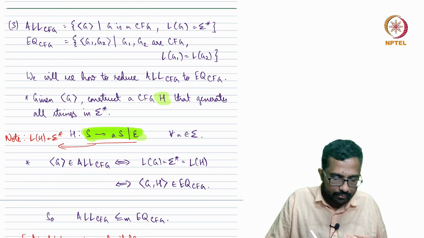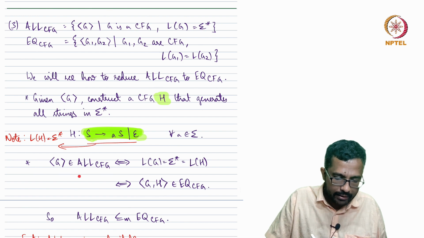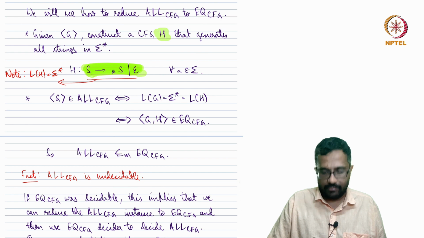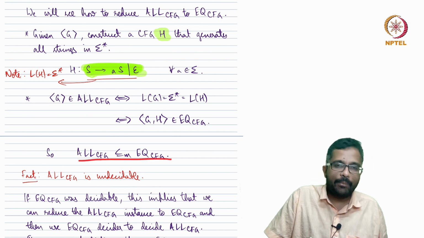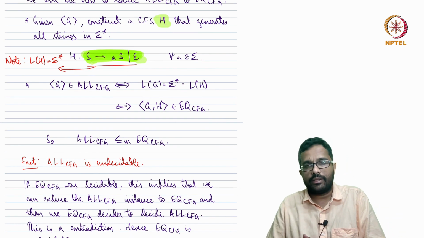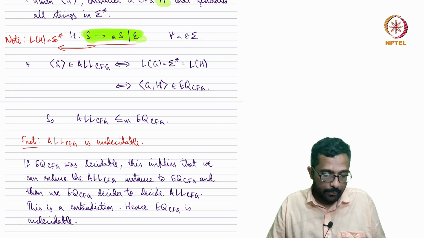Hence we can say that ALL-CFG reduces to EQ-CFG, right? So this tells us that ALL-CFG is mapping reducible to EQ-CFG. We can convert an ALL-CFG instance to an EQ-CFG instance.